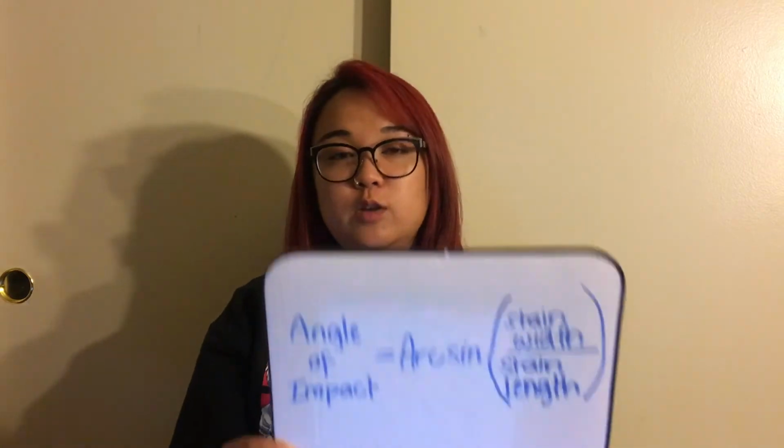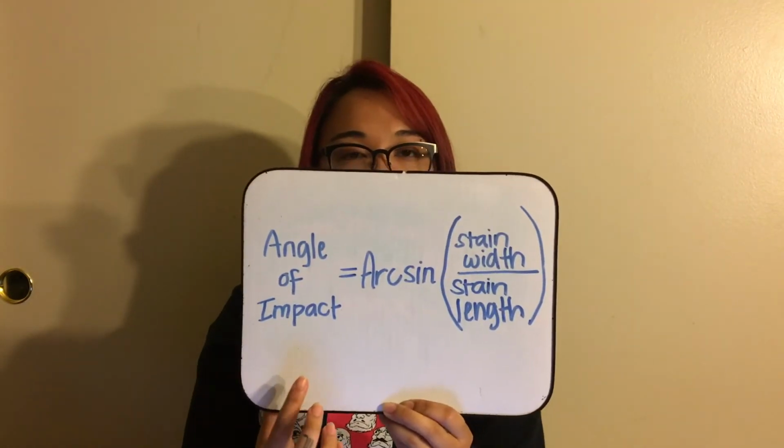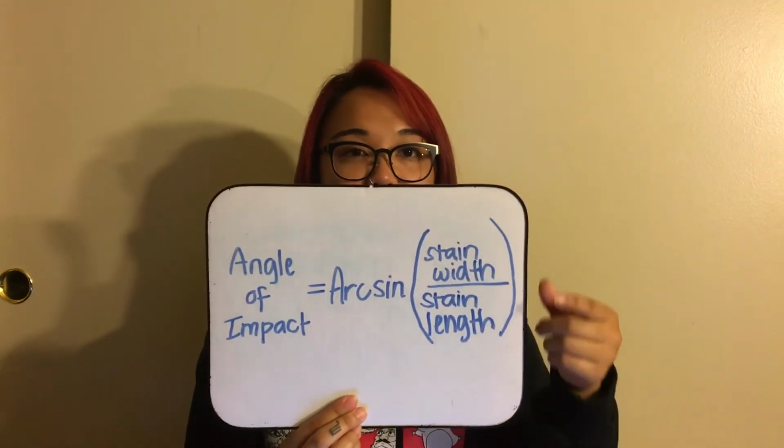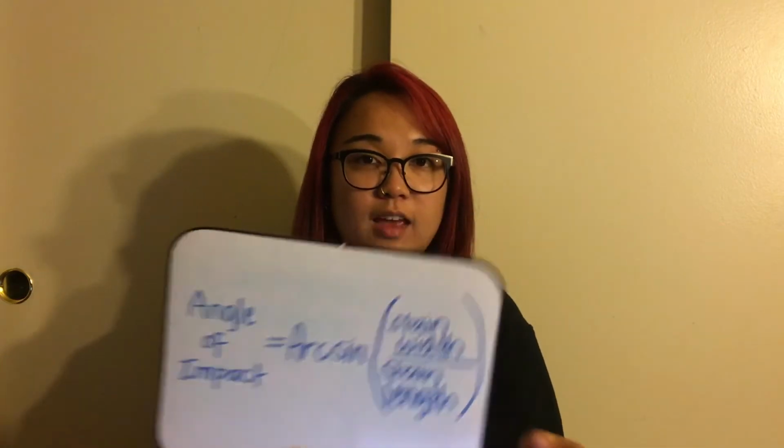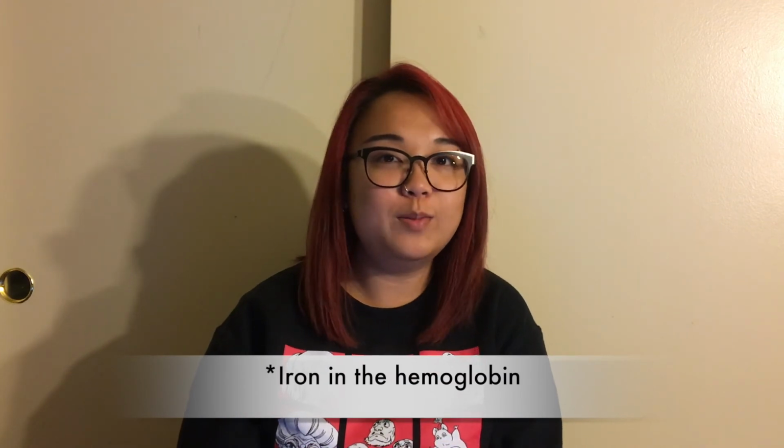And for that, we use this equation, which is: the angle of impact equals arc sine of the stain width over the stain length. And they'll be able to realize that the greater the difference between the stain width and the stain length, the sharper the angle. And it's really cool because then you could talk to them about luminol, which is a liquid used by the CSI to find blood splatter even when it's been cleaned up, because the luminol reacts to the hemoglobin in blood, and when used with a black light, it gives off a really cool luminescent glow.